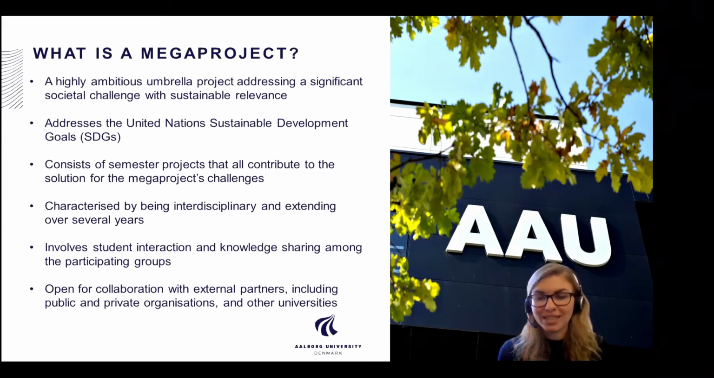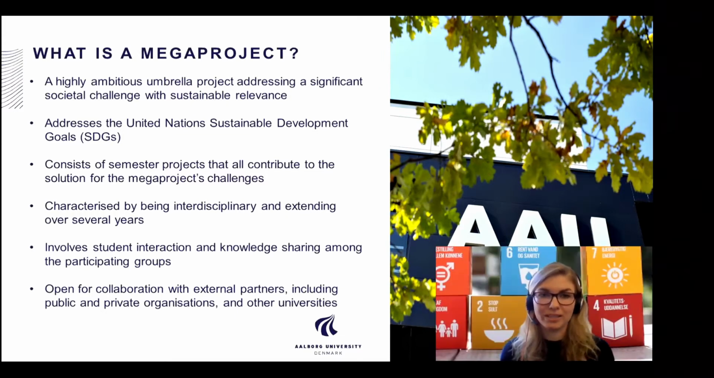When you work on the mega projects as a student, you will interact with students across the university, and you will share knowledge with the other groups who are participating. You will also be able to collaborate with external partners, both public and private organizations, and in some cases also other universities. Yes, so this is a bit about what the mega projects are.